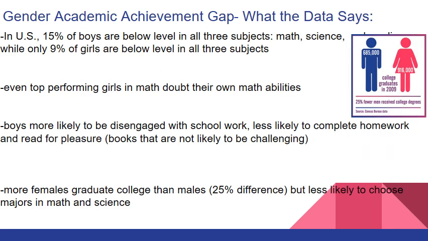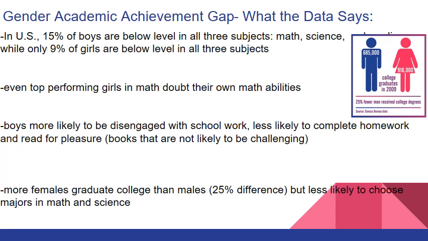When you consider students that are performing below grade level in all three subjects, math, science, and language arts, boys are more represented. They are more likely to be performing below grade level. 15% of boys are performing below grade level in all of those three subjects, while only 9% of girls are performing below grade level in all three subjects. Something else the data discusses is that even though girls might be top performing and high achieving in math, they're more likely to doubt their own math abilities.